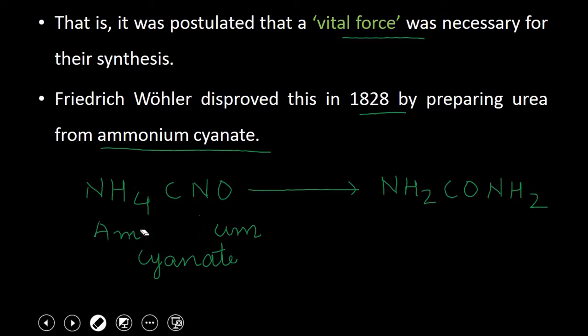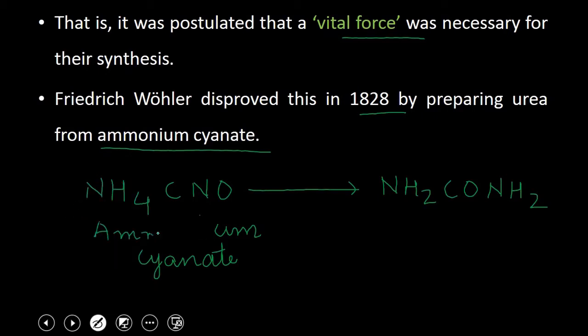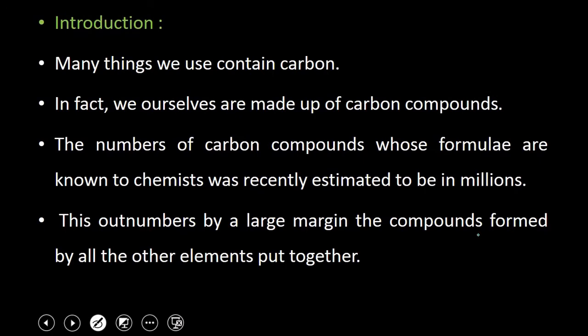This is ammonium cyanate. And this is urea. So urea was the first organic compound which was synthesized in the laboratory. Now we will study something about the carbon.